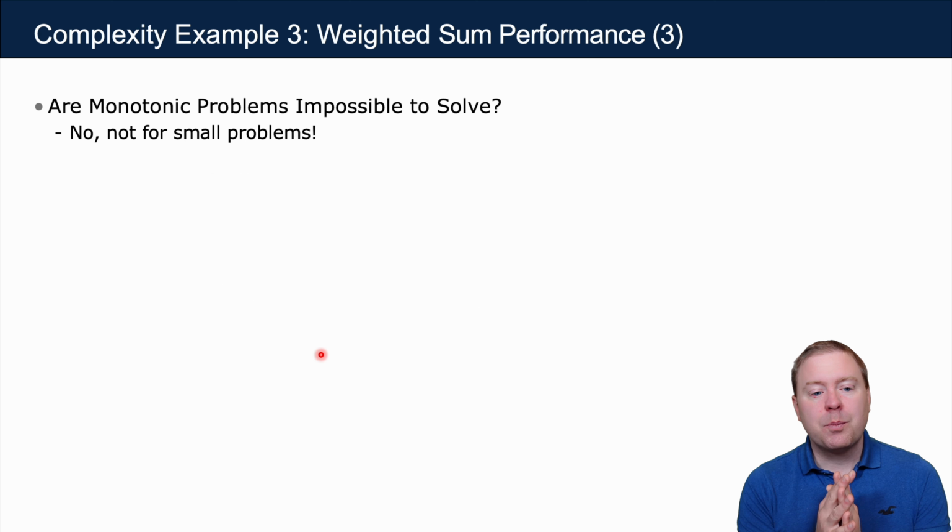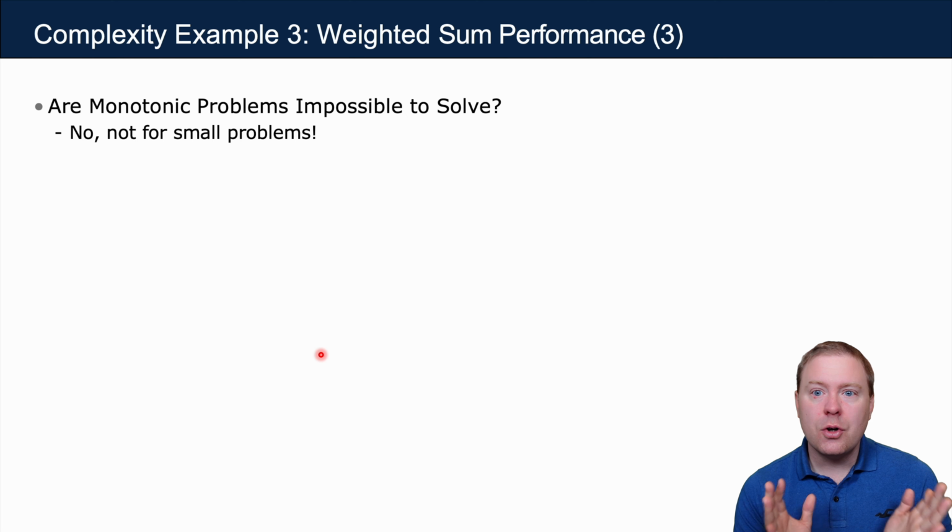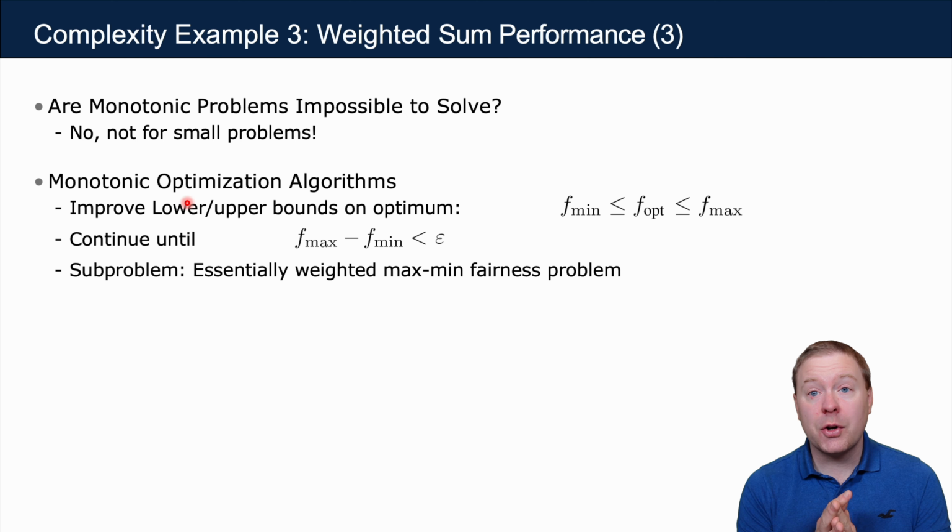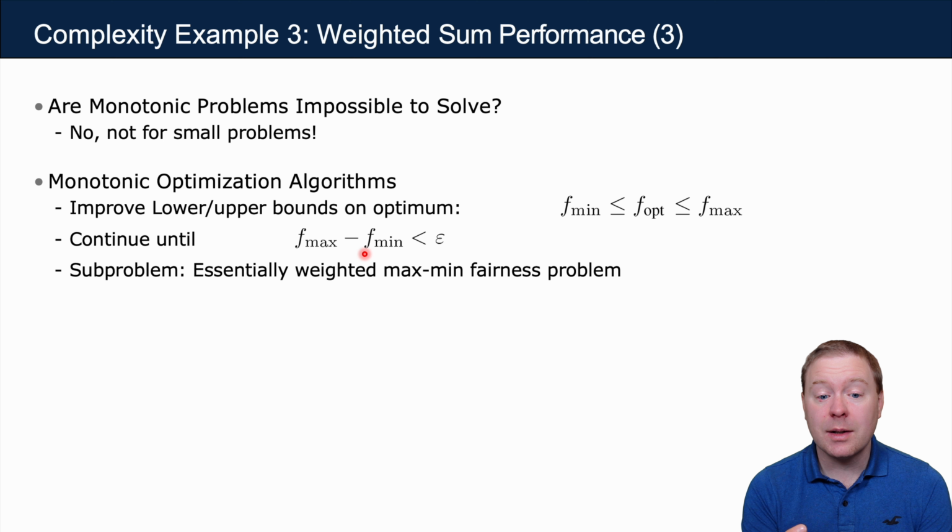Are monotonic problems impossible to solve? No. We can actually devise algorithms based on monotonic optimization theory. And it is based on trying to bound the optimal value from below and from above, and iteratively improve the maximum and the minimum value until the difference between them is smaller than epsilon, some parameter that we are setting from the beginning.